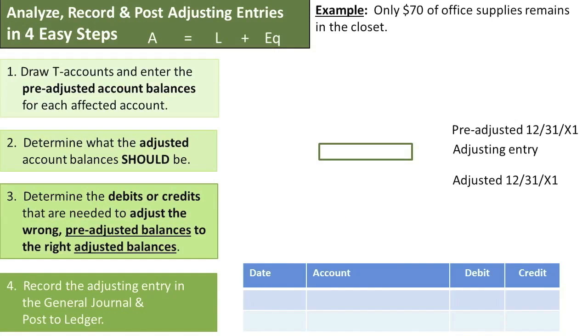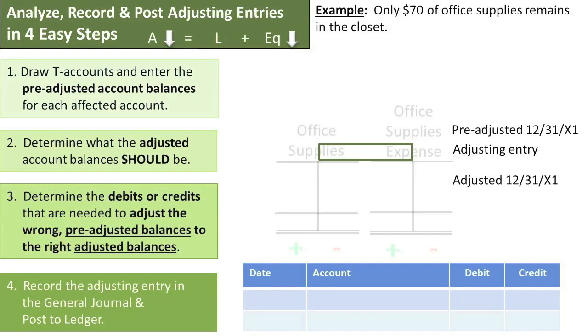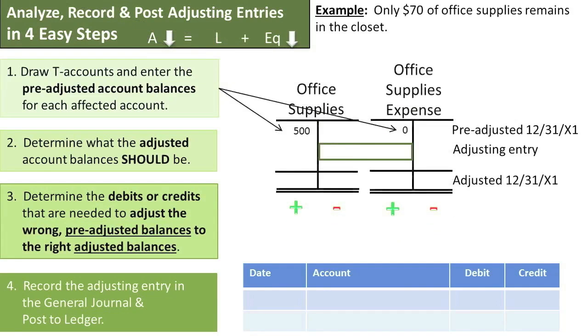Only $70 of office supplies remain in the closet. On our pre-adjusted trial balance, we show we had $500, but now we've counted the office supplies and there's only $70. Therefore, we need to reduce assets for the amount used up, and that will come out of owner's equity by recording an office supplies expense. The accounts involved are office supplies and office supplies expense.